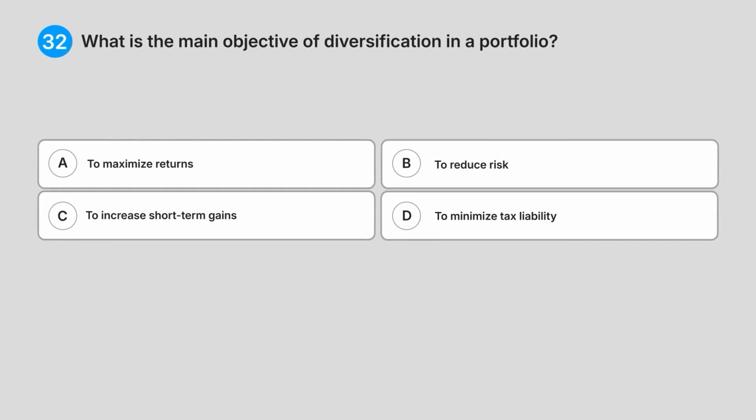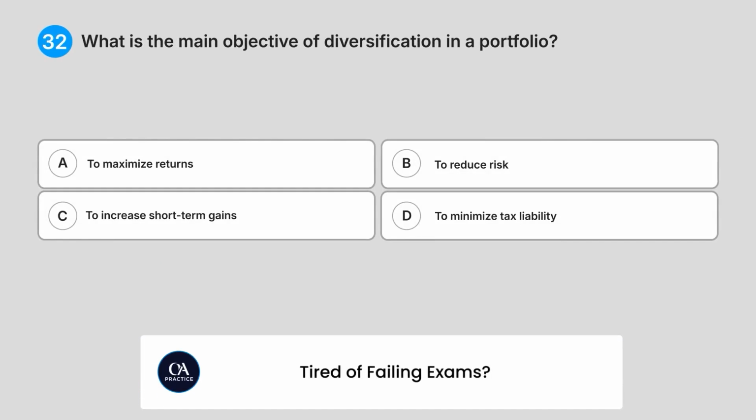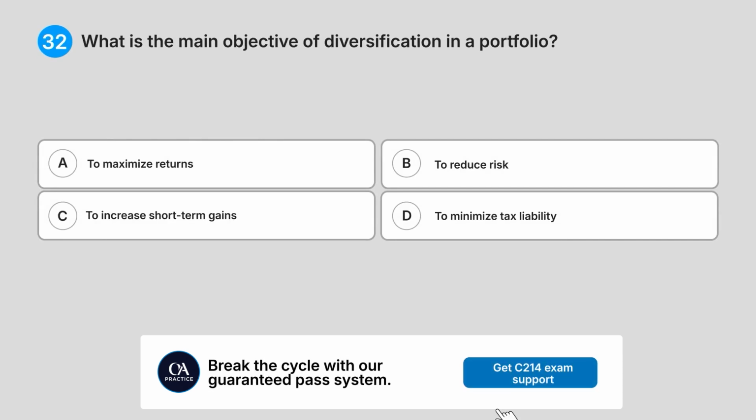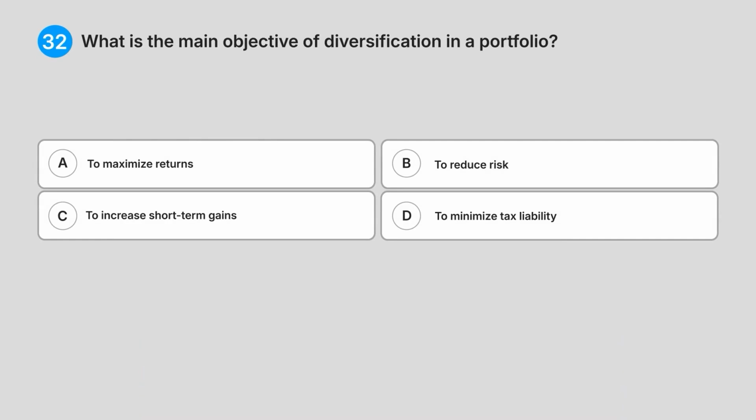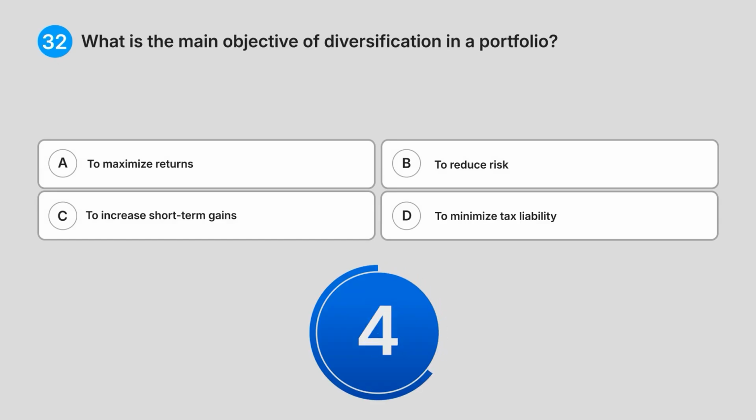32. What is the main objective of diversification in a portfolio? A. To maximize returns. B. To reduce risk. C. To increase short-term gains. D. To minimize tax liability. Can you guess the answer?